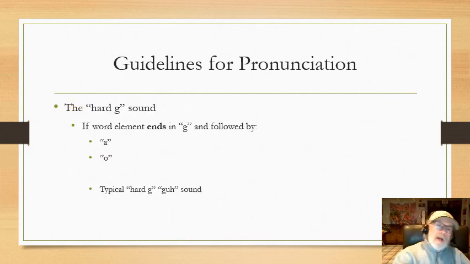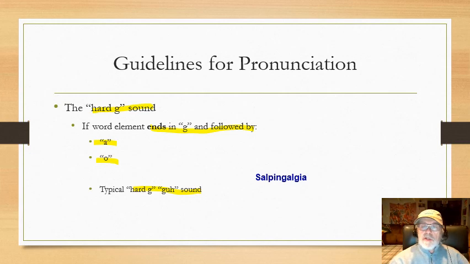Okay, the hard G sound would be the G. And that's when the word element ends in G and is followed by an A or an O. Okay, and this is the hard G sound. Let's look at some examples of this.